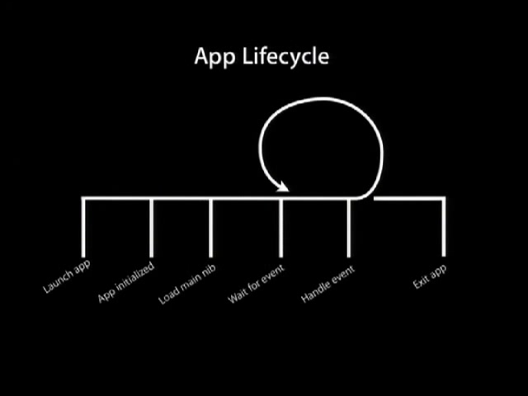So Evan showed this last week. Here's the application lifecycle. So when you launch an app, the first thing it does is it comes up, it gets initialized. It loads the main nib, again, which we'll see today. And then it starts this thing called a run loop. So it waits for an event. When an event comes in, it handles the event, and then it lets your application know.